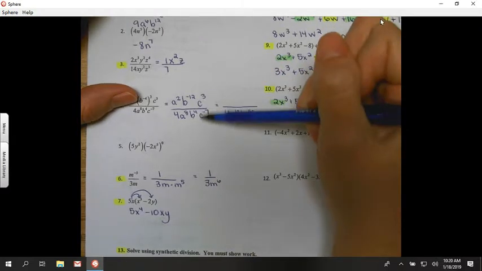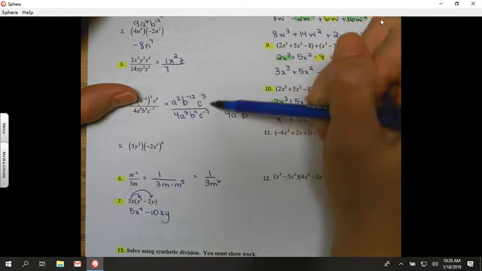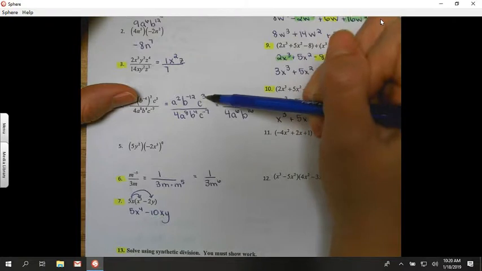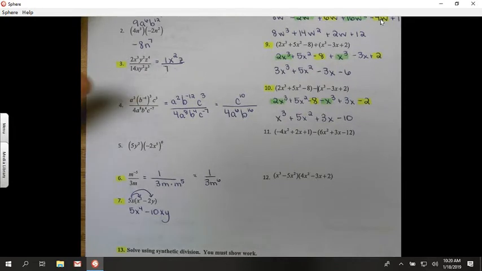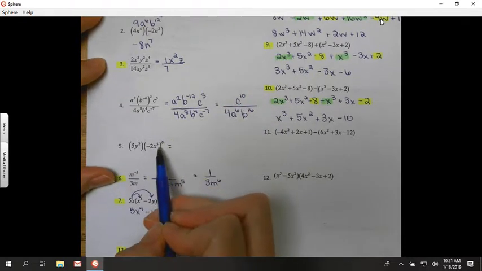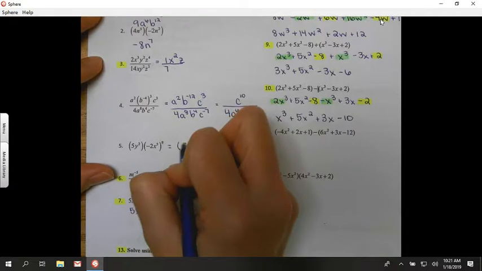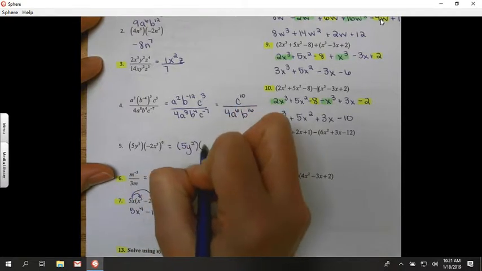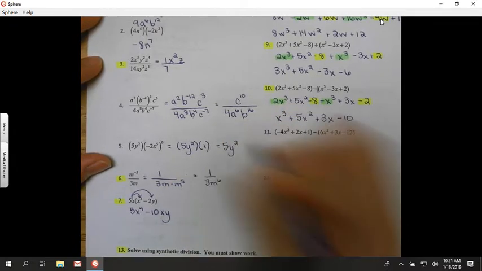My c's are similar. The only difference is this time the negative is in the bottom. So since it's a traitor, it needs to go to the other side. Well, I already have a c cubed, and if I bring up 7 more, I'm going to end up with c to the 10th. And that becomes my final answer. All right, number 5. We know that anything raised to the 0 power is just 1. This whole second term is being raised to the 0 power. So I really have 5y squared times 1, which is really just 5y squared.